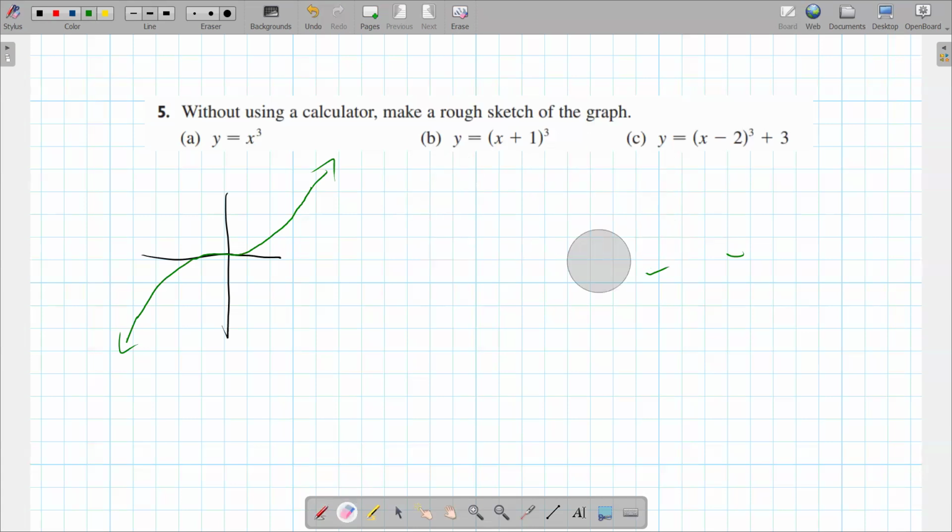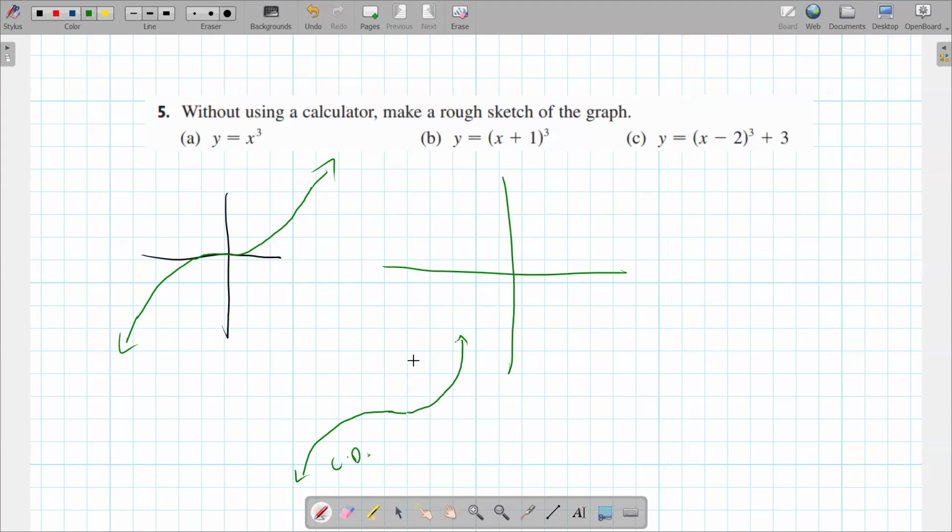In terms of the sketch, it's going to be the same thing. The only difference is that right now it's going through the origin. Here, this is called the point of inflection. It's concave down here, and then it changes to concave up. This is going to happen for any odd degree polynomial except y equals x. This point, where it shifts direction from down to up, is called a point of inflection.